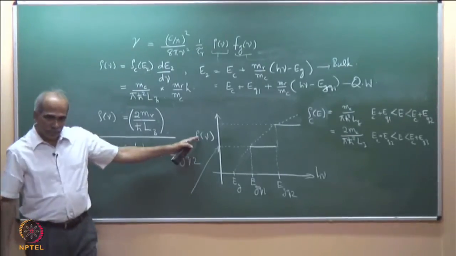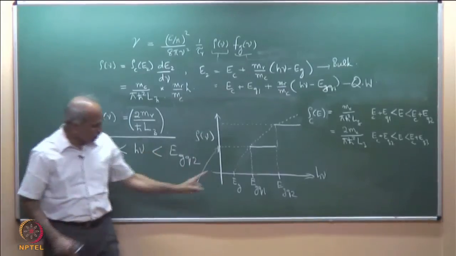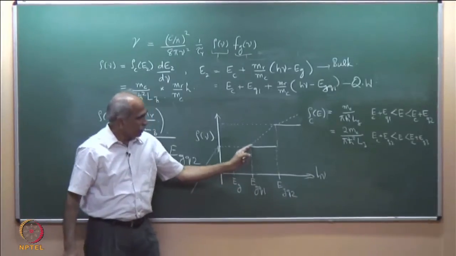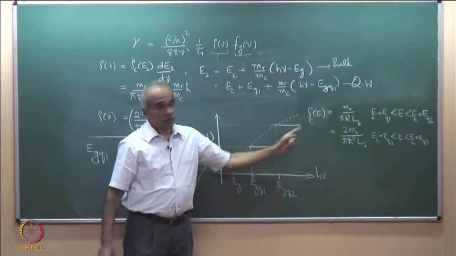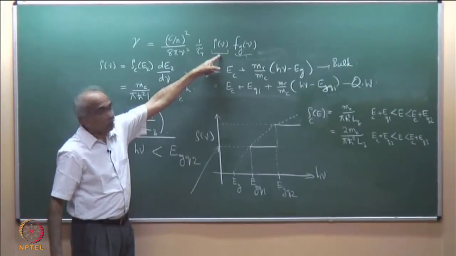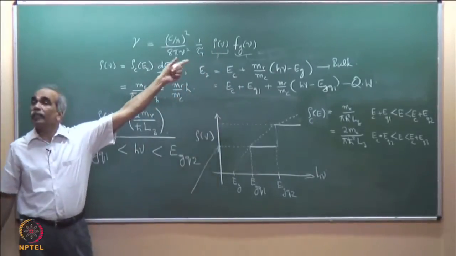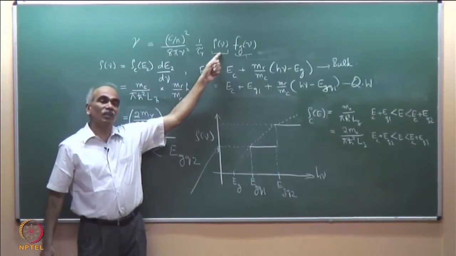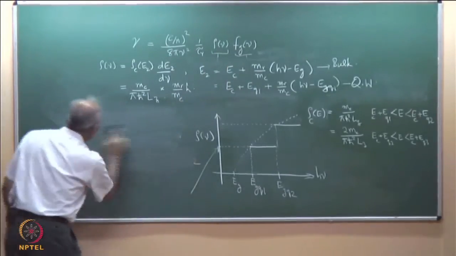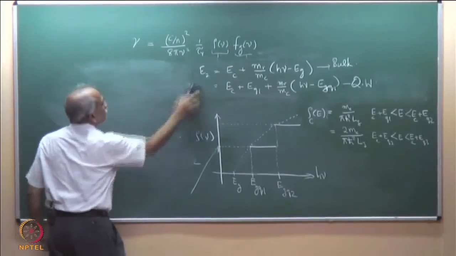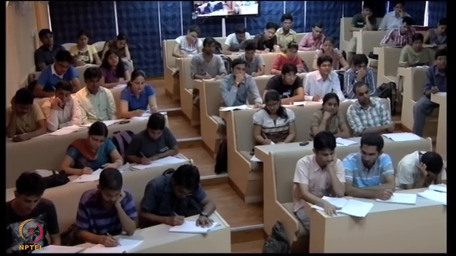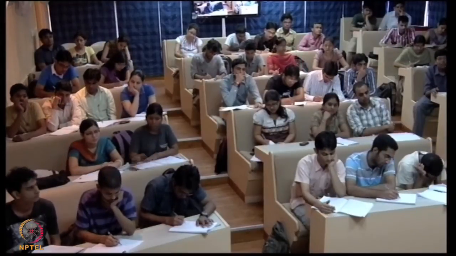So, the optical joint density of states in the case of bulk was varying like this. In the case of a quantum well, it varies like a step function. This is important because we want to get the gain coefficient and loss coefficient, because the gain profile and the absorption spectrum are determined by rho of nu. This is just the derivation, which is an extension of the derivation for density of states.